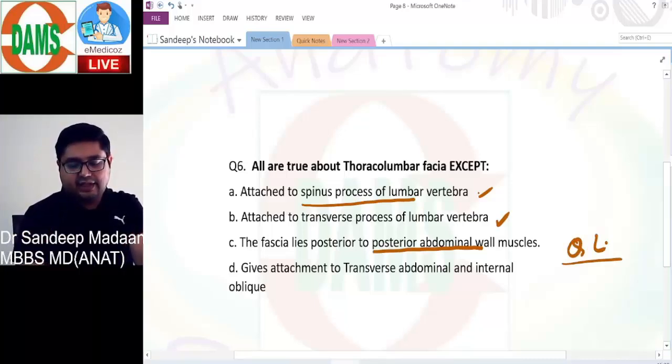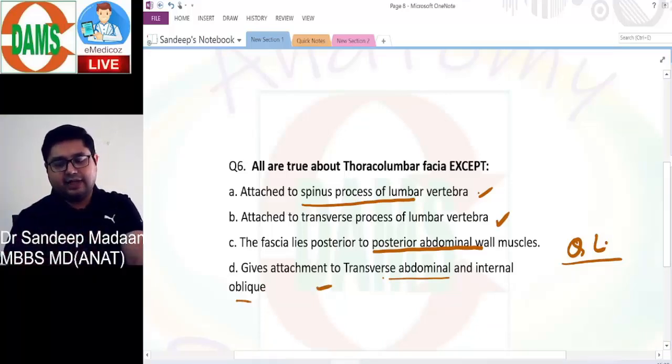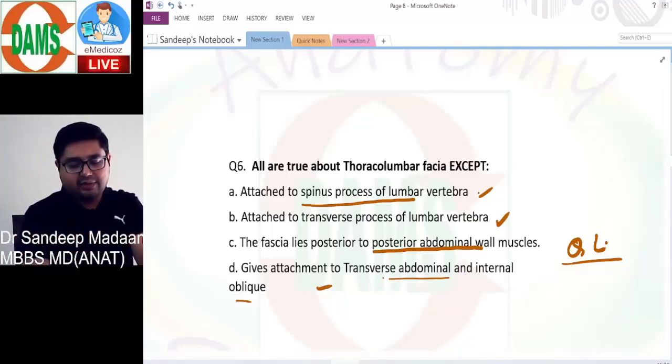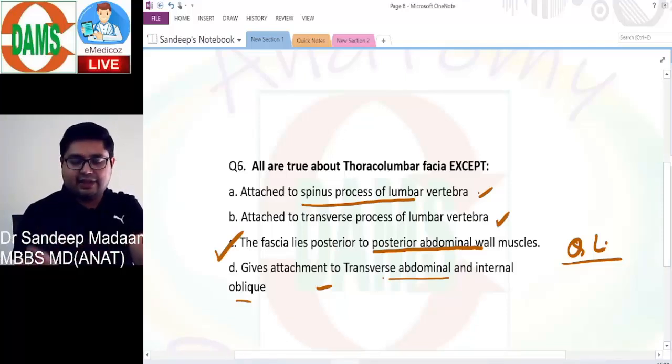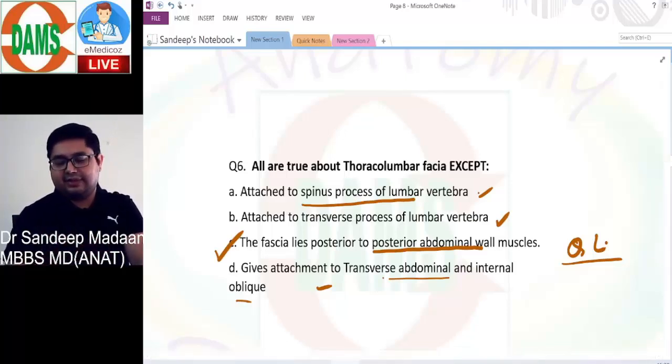The next choice is gives attachment to transversus abdominis and the internal oblique muscle. That is true. So 3 choices are completely alright, but one choice is not exactly true. So that will be the answer to this question. This fascia lies anterior as well as posterior to the posterior abdominal wall muscle, right?